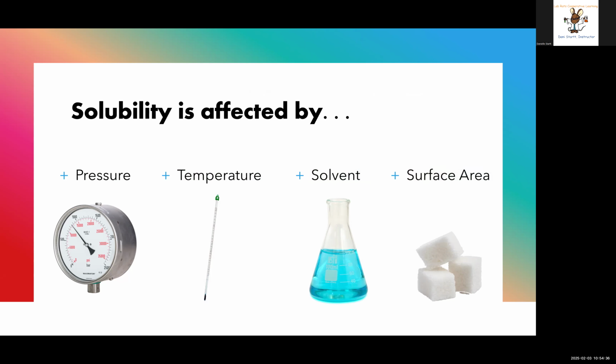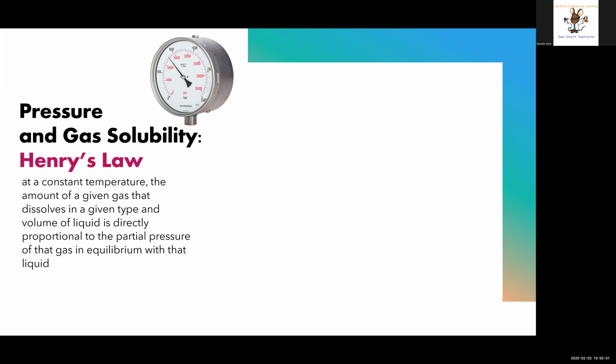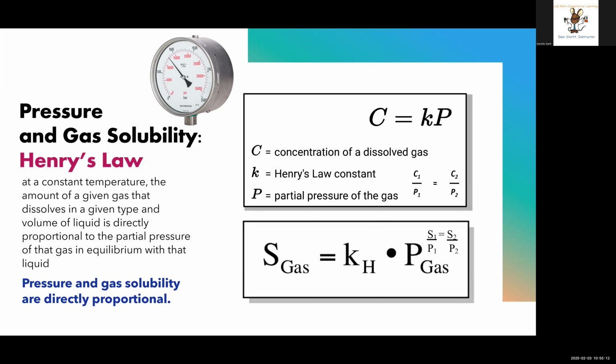So now we have another gas law. Oh my goodness, we are swimming in gas laws, aren't we? This one is Henry's law, and it has to deal with pressure and gas solubility. So Henry's law states that at a constant temperature, the amount of a given gas that dissolves in a given type and volume of liquid is directly proportional to the partial pressure of that gas in equilibrium with that liquid. Blah, blah, blah, blah. What does that mean? Pressure and gas solubility are directly proportional. The higher the pressure, the more solubility you have with your gas in your solution. The lower the pressure, the less solubility.